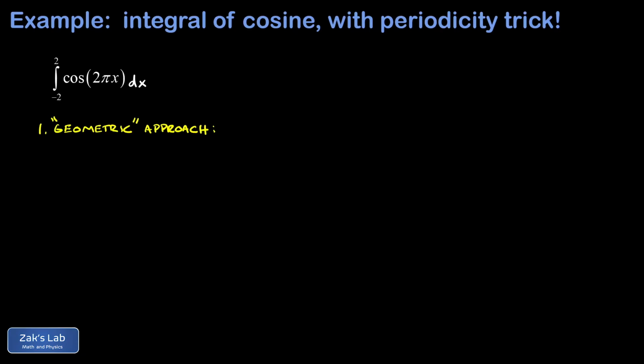So the key to this geometric approach is to think about the periodicity of this cosine function. The period of this function is 2 pi divided by the coefficient of x in that argument. And the coefficient of x is 2 pi, so I end up with a period of 1. Then I realize that I'm looking at a sinusoidal function, the cosine function, going through an integer number of periods. It goes through exactly 4 periods on this integration interval. That means it's going to spend exactly half its time above the x-axis and half its time below, and the integral should vanish.